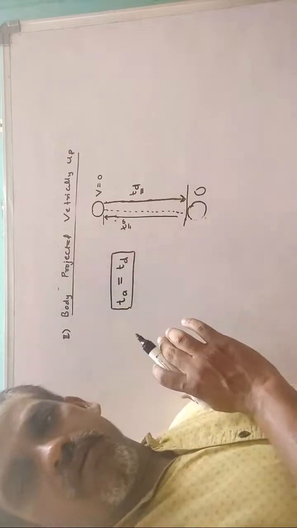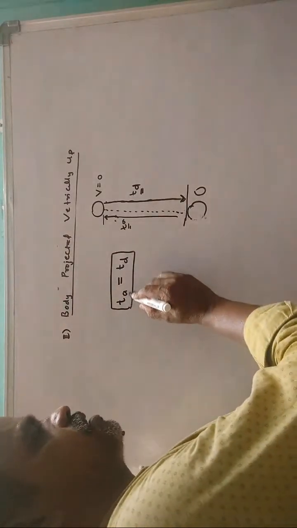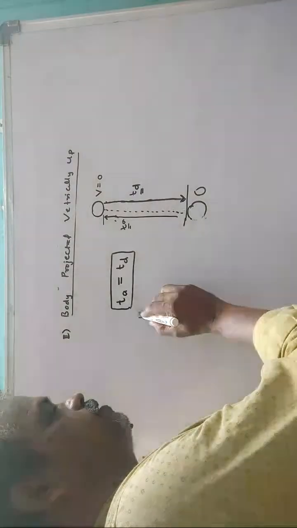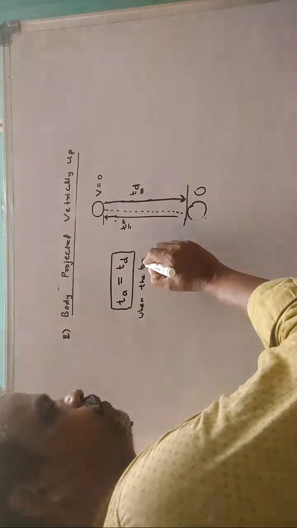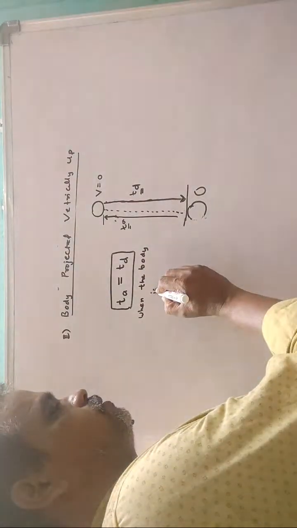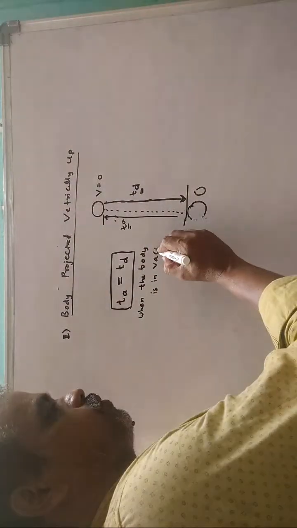Both are equal. When the time of ascent is equal to the time of descent, the body is in vacuum.